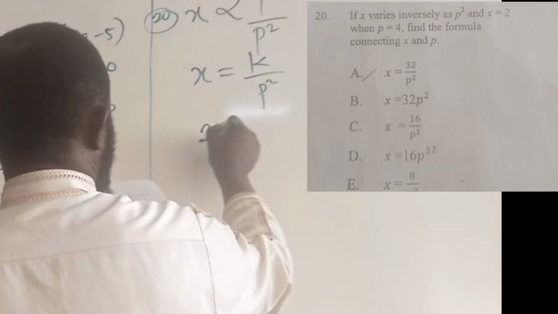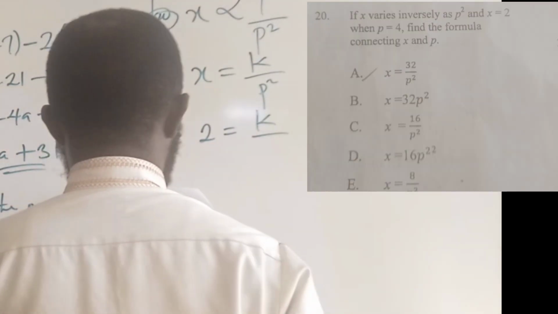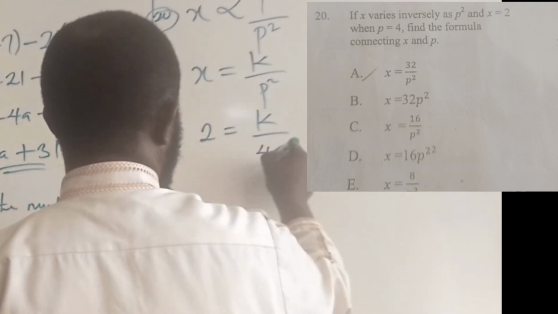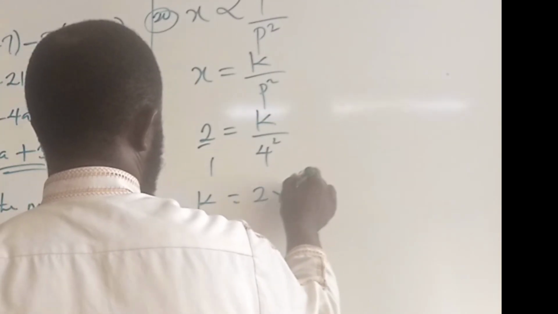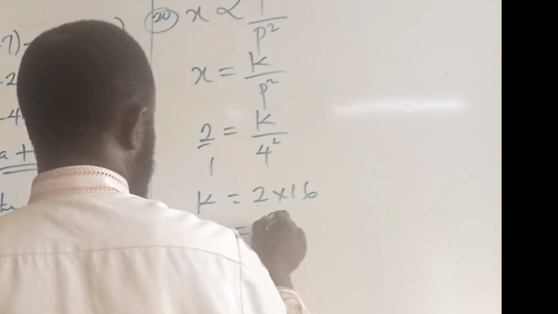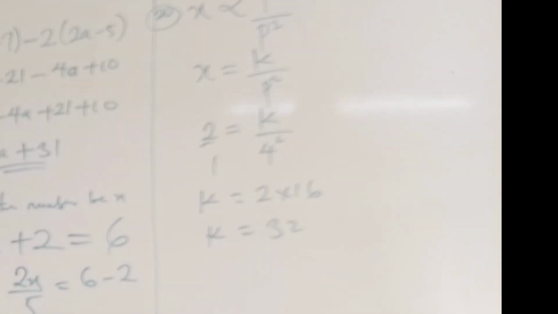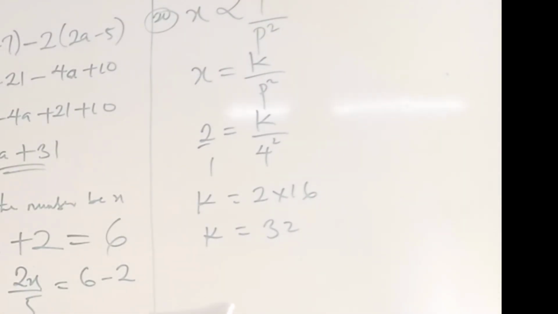So we are given the value of x to be what now? 2. That will be 2 equals k over p squared. Then p is what? 4. That is 4 squared. So that means k is equal to 2 times what? 16. Then k is what? 32. Right? That's how we are going.